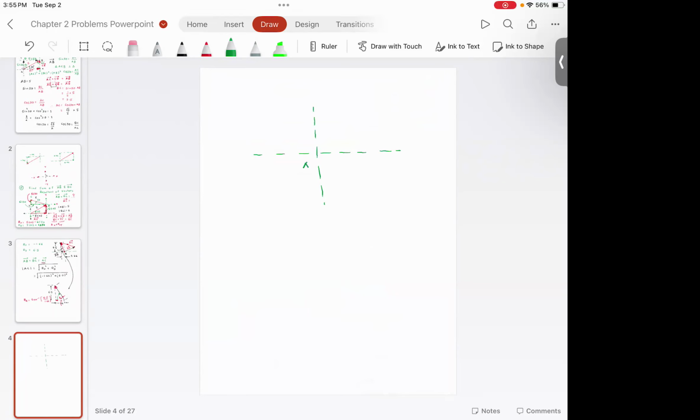You are at point A. You want to go to point B. I'm going to set up my coordinate system. And here, what I would do is, I will introduce you to the concept of unit vector.